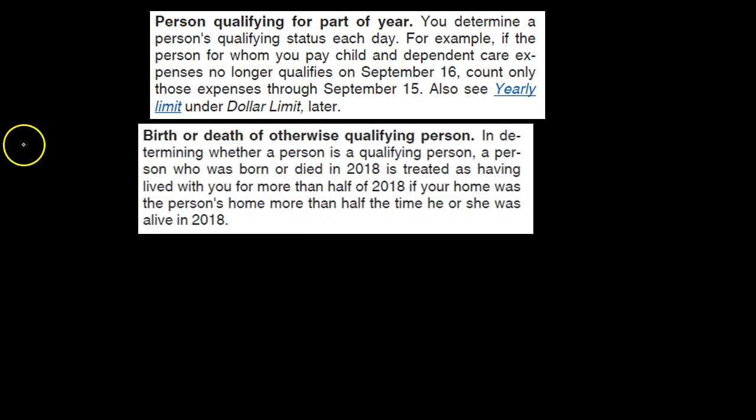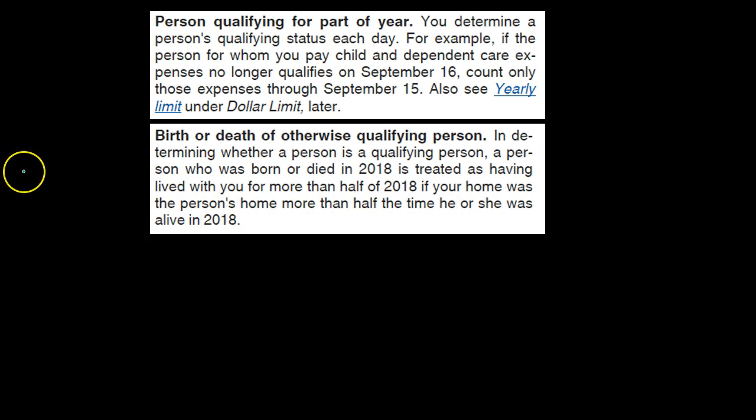Persons qualifying for part of year. You determine a person's qualifying status each day. For example, if the person for whom you pay child and dependent care expenses no longer qualifies on September 16th, count only those expenses through September 15th. Also see yearly limit under the dollar limit later.